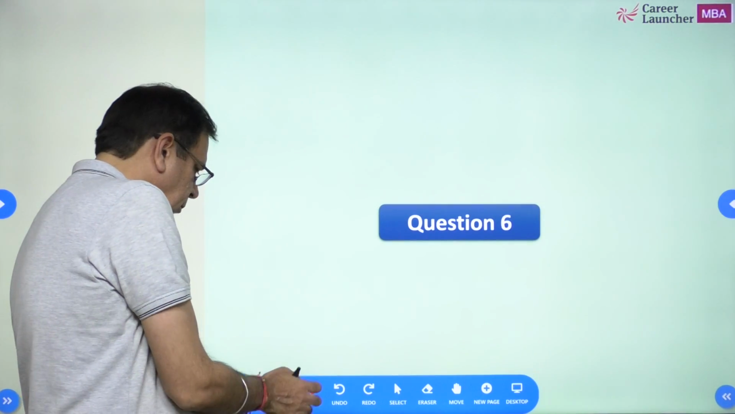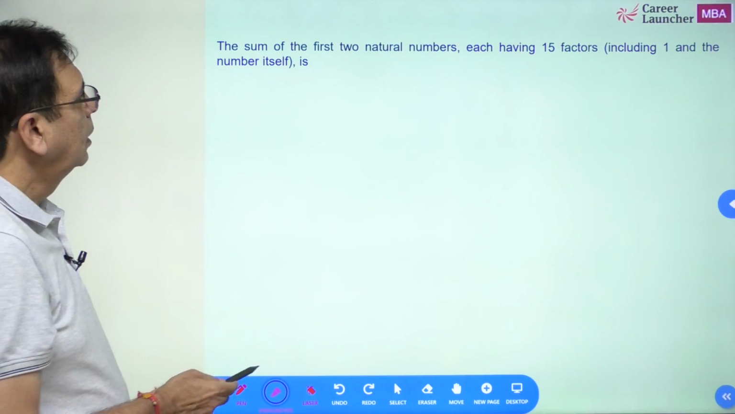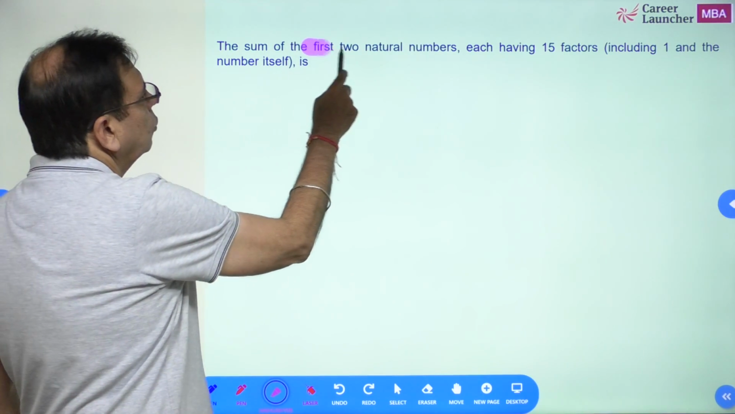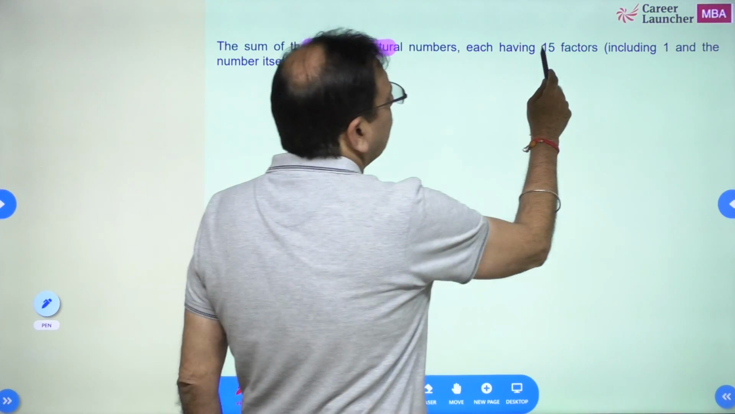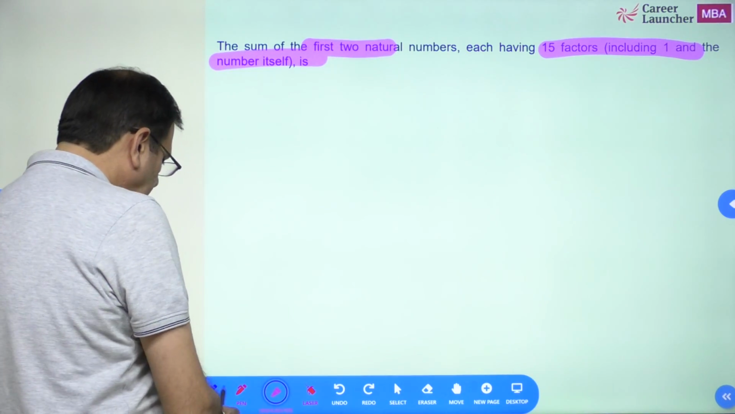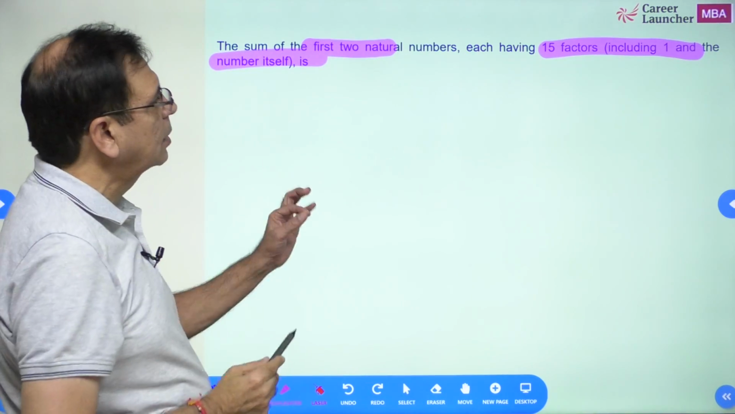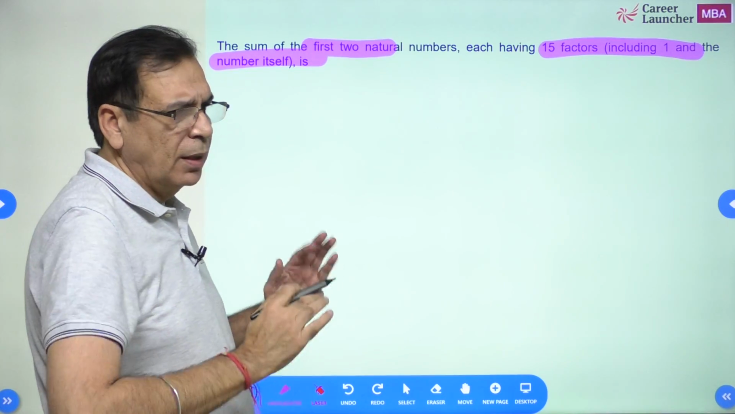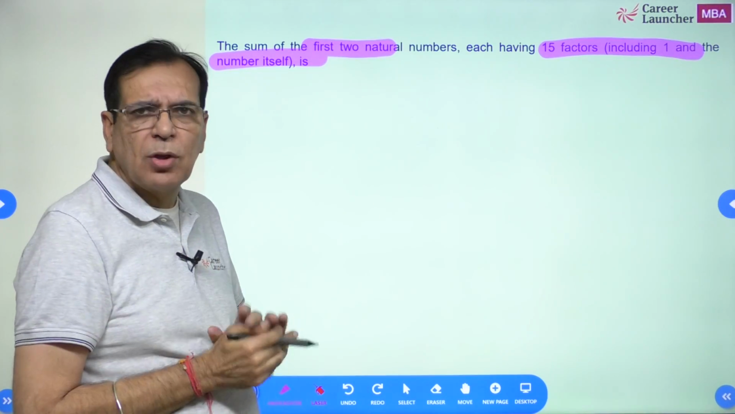Question number 6. The sum of the first two natural numbers, each having 15 factors including 1 and the number itself, is how much? Okay, we want to find the sum of the first two natural numbers, each having 15 factors. Okay, we want the two smallest natural numbers.